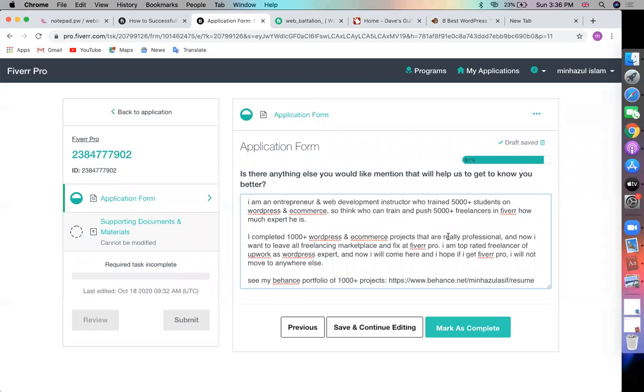Okay, then they ask me to give some brief information which will make it easy for them to understand why I am requesting Fiverr Pro. So I trained lots of students, and lots of students were pushed by me to Fiverr, and that's why I created 1,000 plus projects, and I already gave the link of my portfolio. I am a top rated freelancer on Upwork, and now I'm coming to Fiverr to get the Fiverr Pro badge, and if I get Fiverr Pro, then I will lift the whole marketplace. So such impressive words to motivate them to give me the Fiverr Pro badge. Mark is complete.